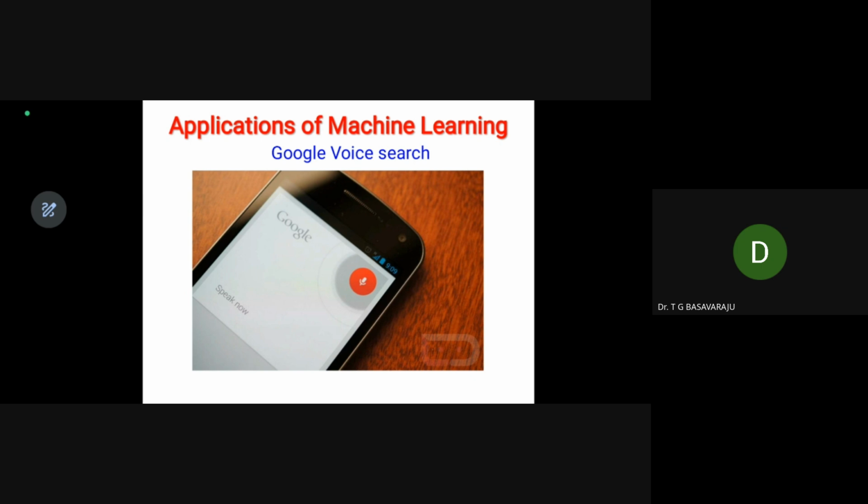So Google voice search, if you don't want to type, you can just speak using the Google voice search. This is also one of the examples of machine learning. How will it identify your voice? Because it would have been trained earlier, telling that if these are the words, this is the understanding you should have. That is how machine learning works behind the screen of your Google voice search.